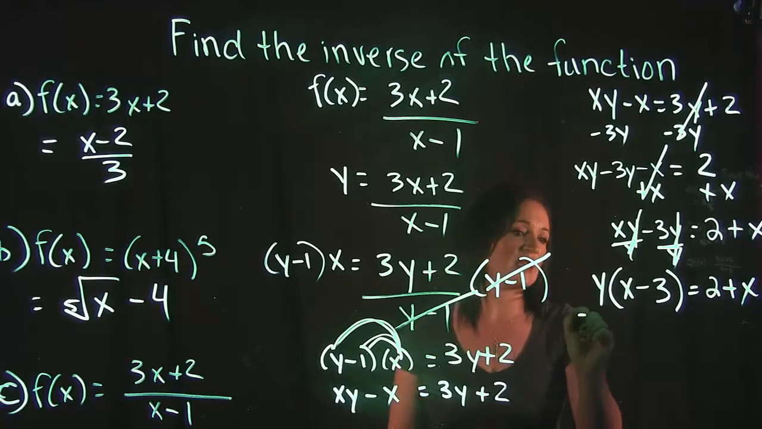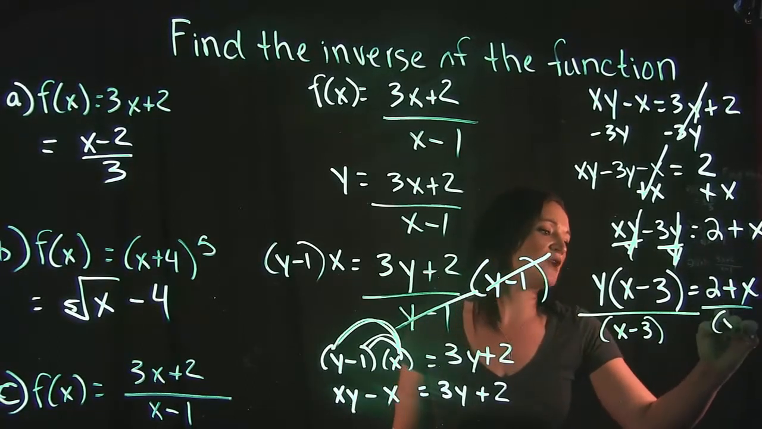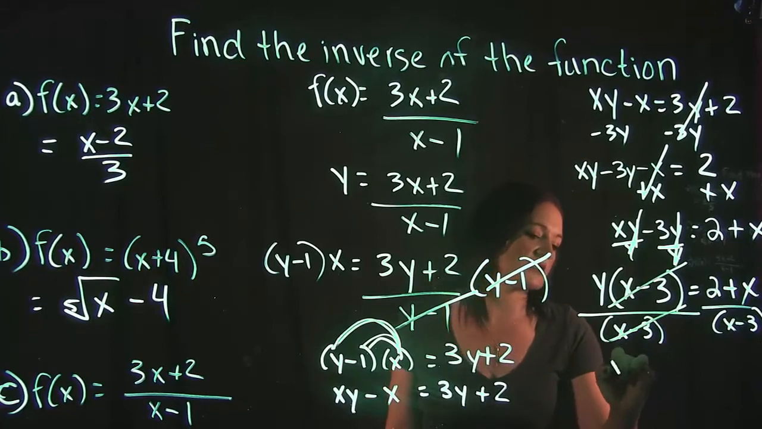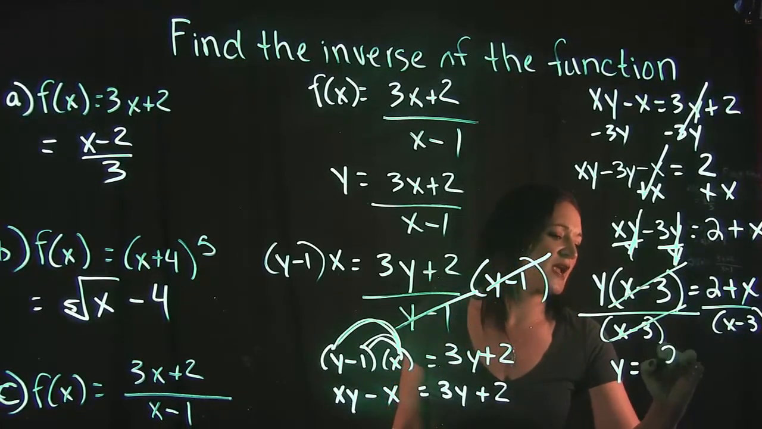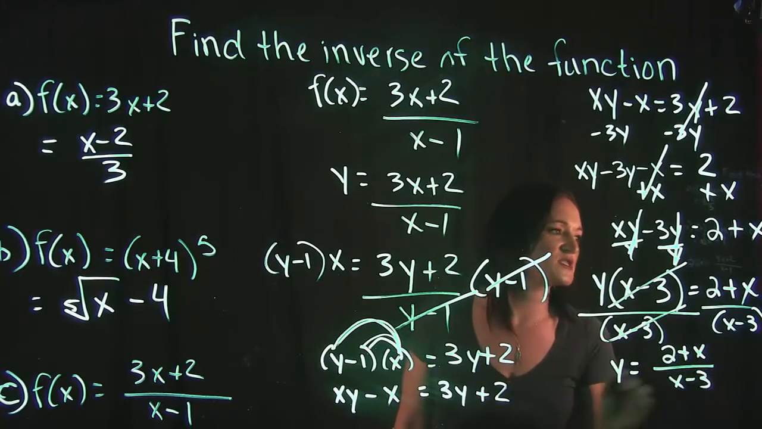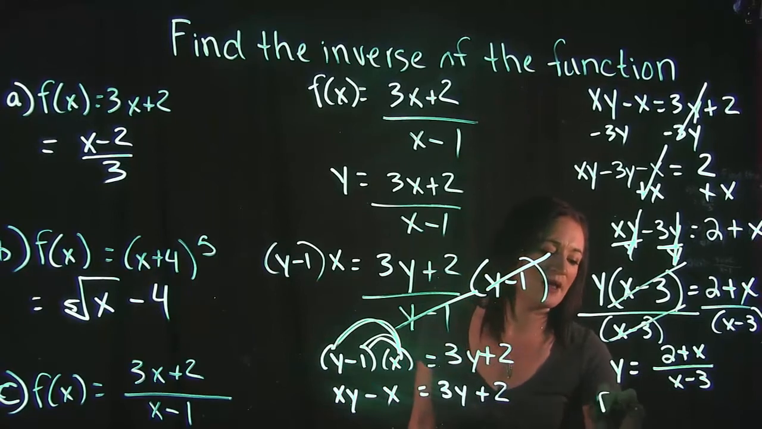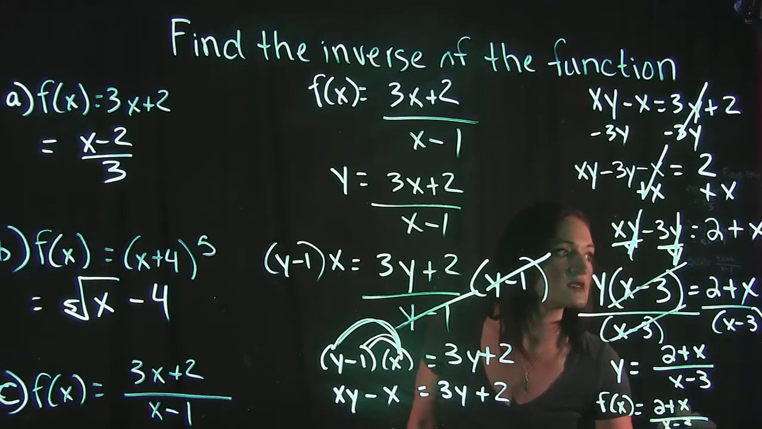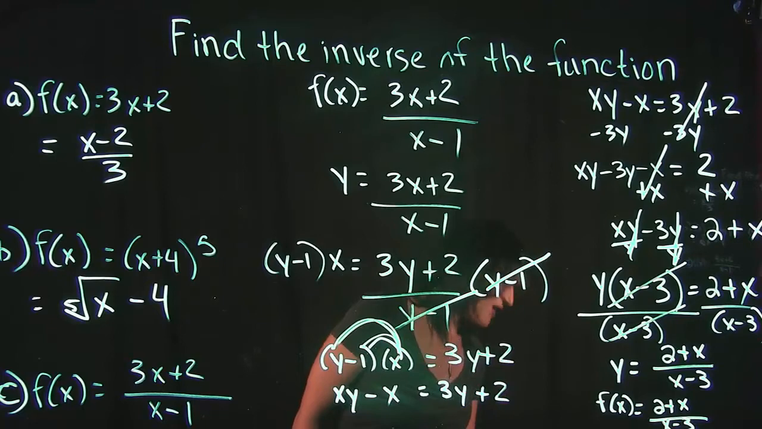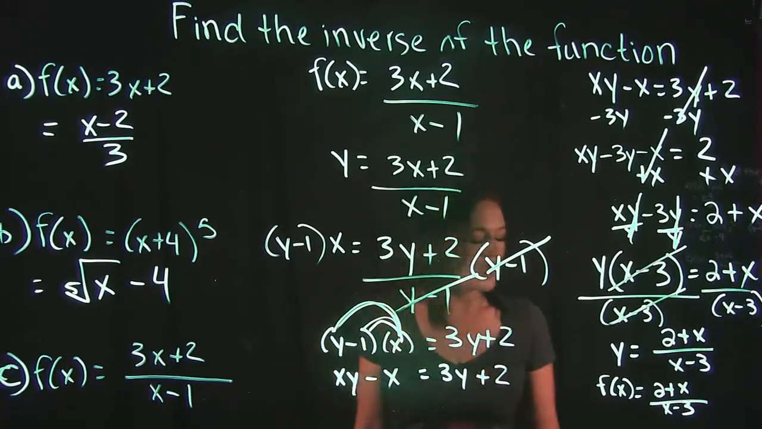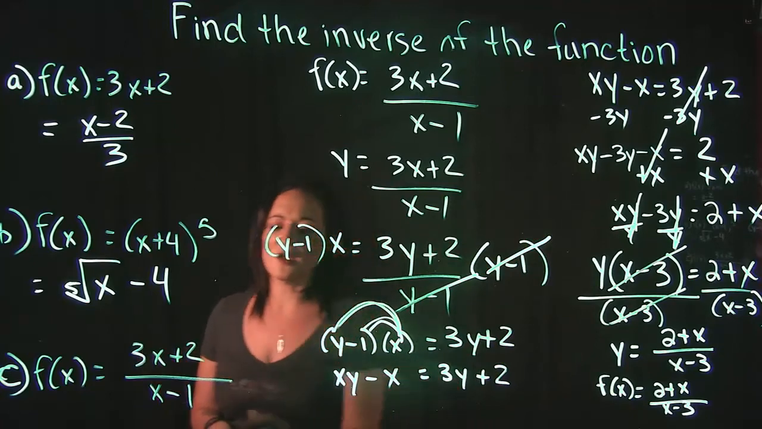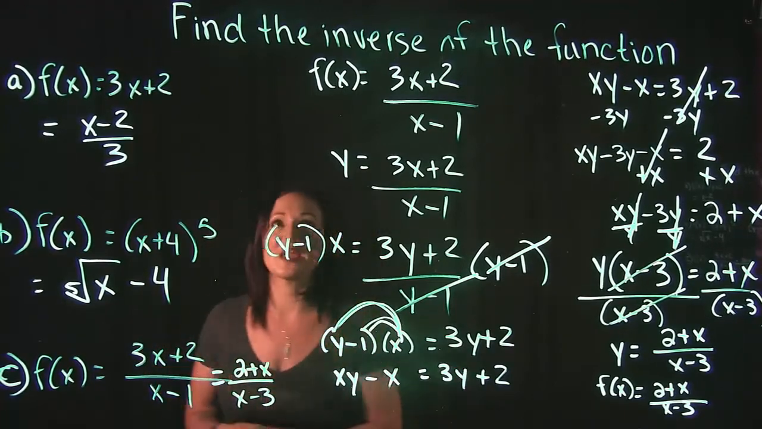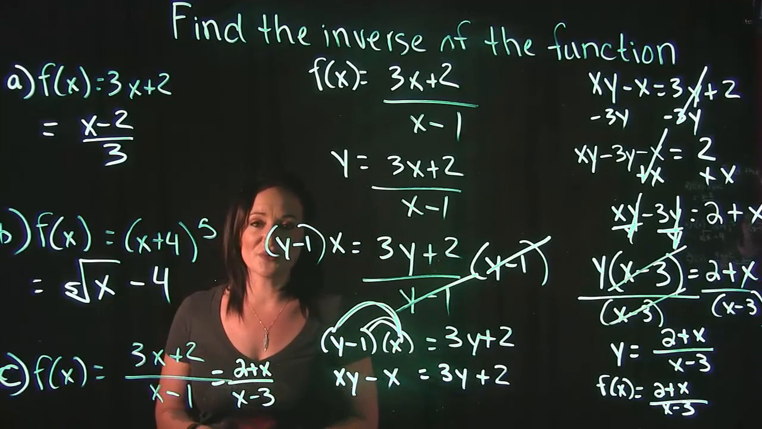Now if I want to get y completely by itself, all I have to do is divide both sides by x minus 3. On the left-hand side, x minus 3 cancels with x minus 3, leaving me with y. And on the right-hand side, I have 2 plus x over x minus 3. The only thing left to do is, instead of y, switch that with an f inverse of x is equal to 2 plus x over x minus 3. So hopefully you can see that there. That means the inverse of example C is equal to 2 plus x over x minus 3. Otherwise, that's how you find the inverse of a function. That's it for this video.